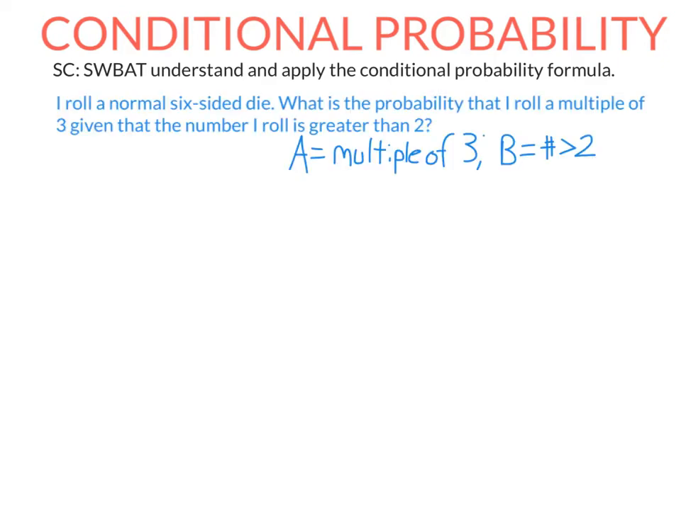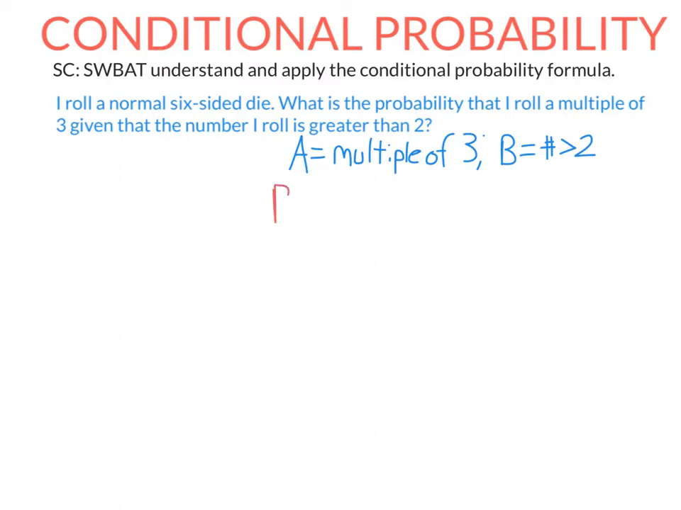Let's try and understand this better using an example. Let's say I roll a normal six-sided die. What is the probability I roll a multiple of 3 given that the number I roll is greater than 2? Just for simplicity, we'll let A be the event that I roll a multiple of 3 and B the event I roll a number greater than 2. This is a conditional statement because there's a condition here that the number I roll is greater than 2. So we're going to look at, if I know the number I roll is greater than 2, does that affect the probability that the number is a multiple of 3?